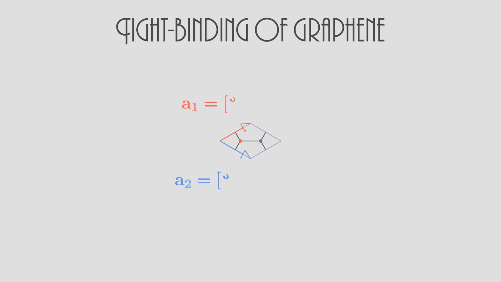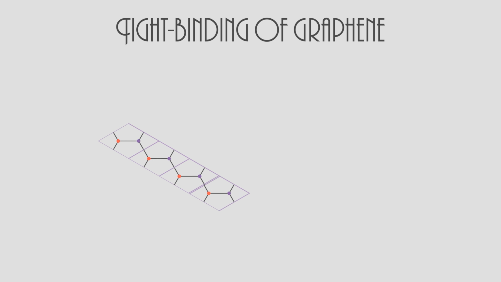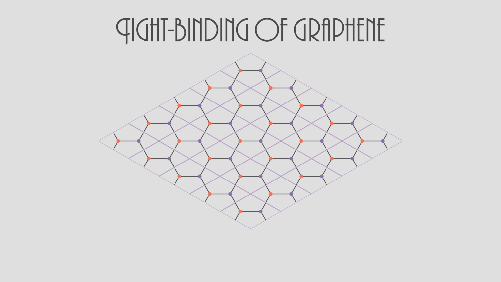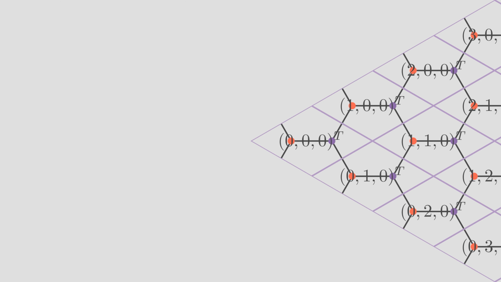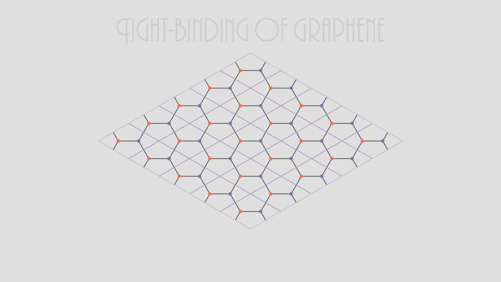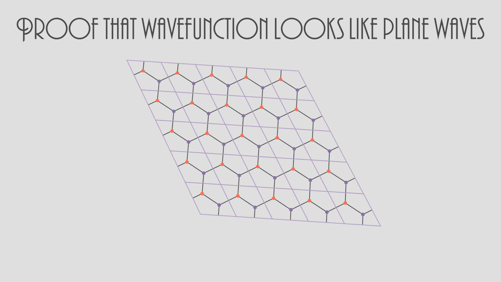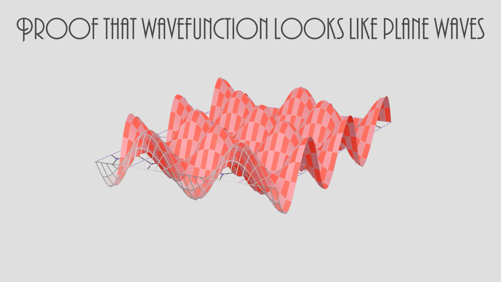We define A1 and A2 to be the lattice vectors. We can generate the whole lattice by translating integer steps in the A1 and A2 direction. Note that in the lattice, we apply periodic boundary condition in the A1 and A2 direction. And I will use round brackets to represent the lattice vector and square brackets to represent the Cartesian vectors. Now I am going to prove that the eigenvector looks like plane waves.